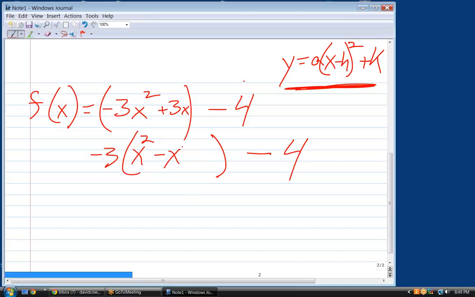Completing the square is relatively easy. You take the coefficient of the x term, which is minus 1. You divide it in half, square it, and add it. Well, 1/2 squared is 1/4. So I'm going to write a 1/4 in there. Now I've changed the equation. How much did I just add or subtract to this function? 1/4 times minus 3. So I really subtracted 3/4, which means I have to add 3/4 to balance it out.